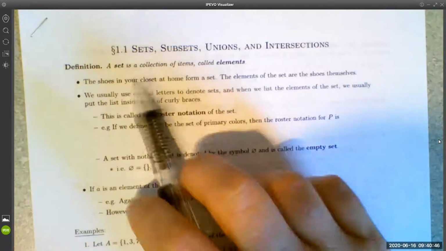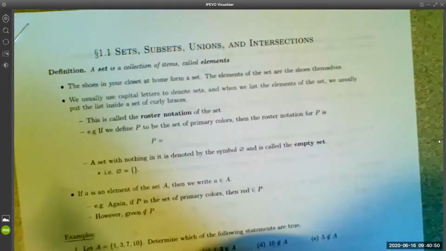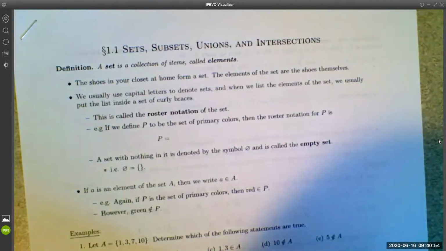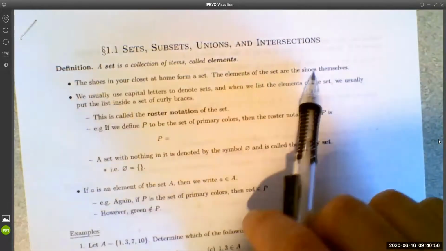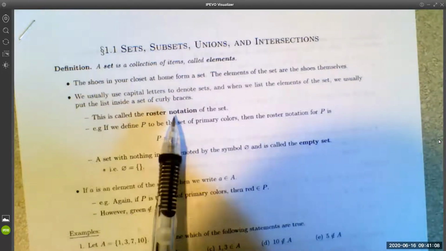A set is a collection of items, and we call those items elements. So, for example, the shoes in your closet at home form a set. The elements of that set are the shoes themselves, right? We usually use capital letters to denote sets, and when we list the elements of the set, we usually put the list inside a set of curly braces, and that's called the roster notation of the set.